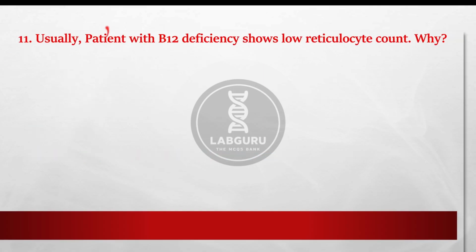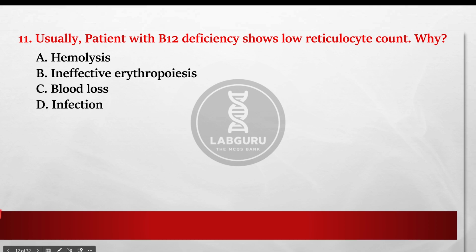Question number 11. Usually, a patient with vitamin B12 deficiency shows low reticulocyte count. Why? What is the reason? Here the options are option A due to hemolysis, option B ineffective erythropoiesis, option C blood loss, and option D is due to infection.